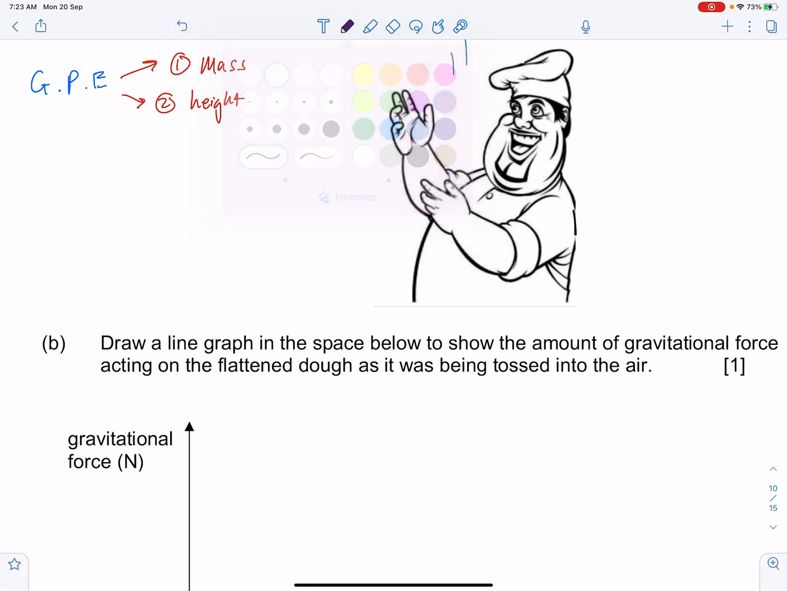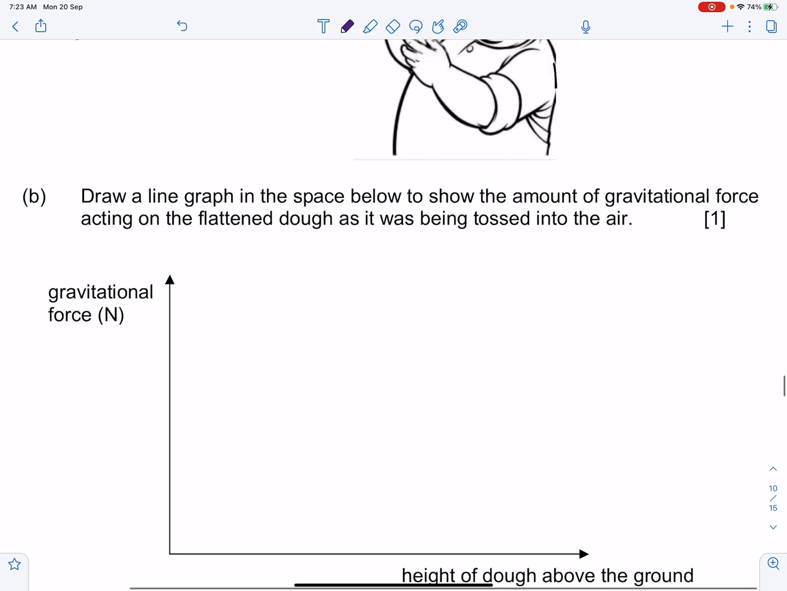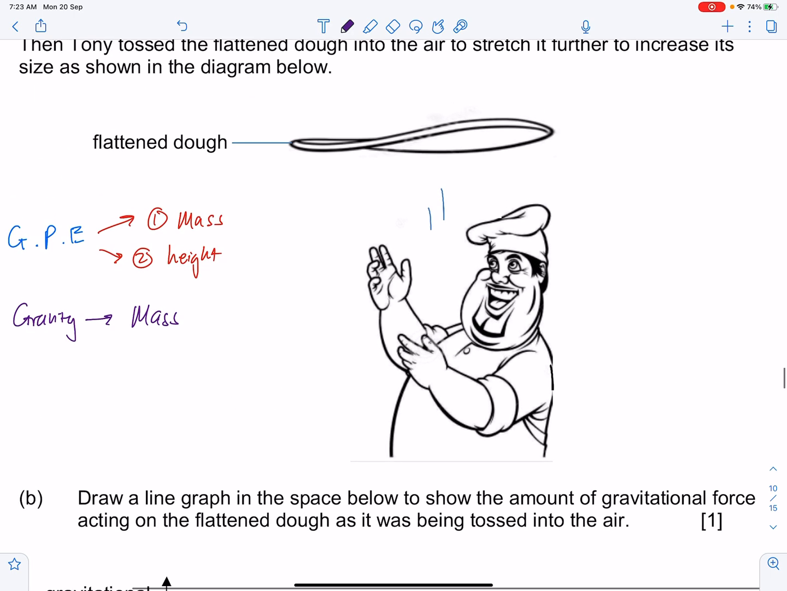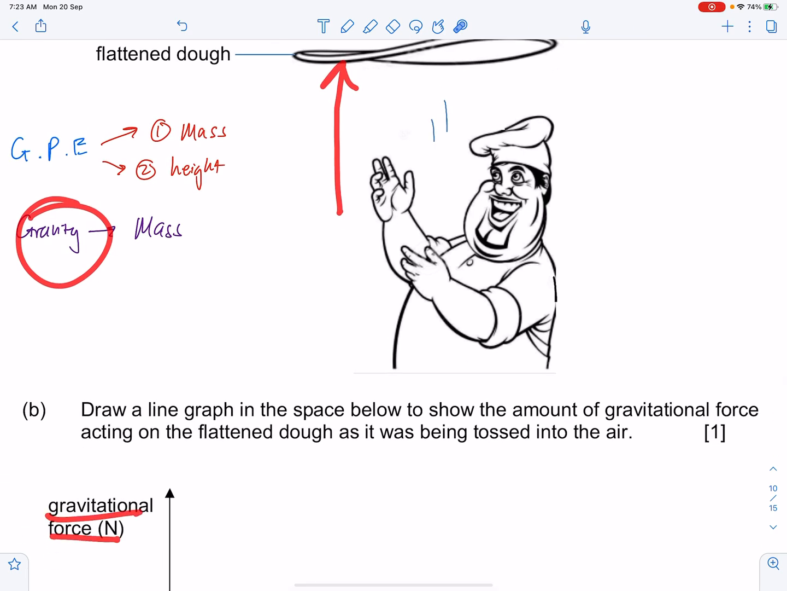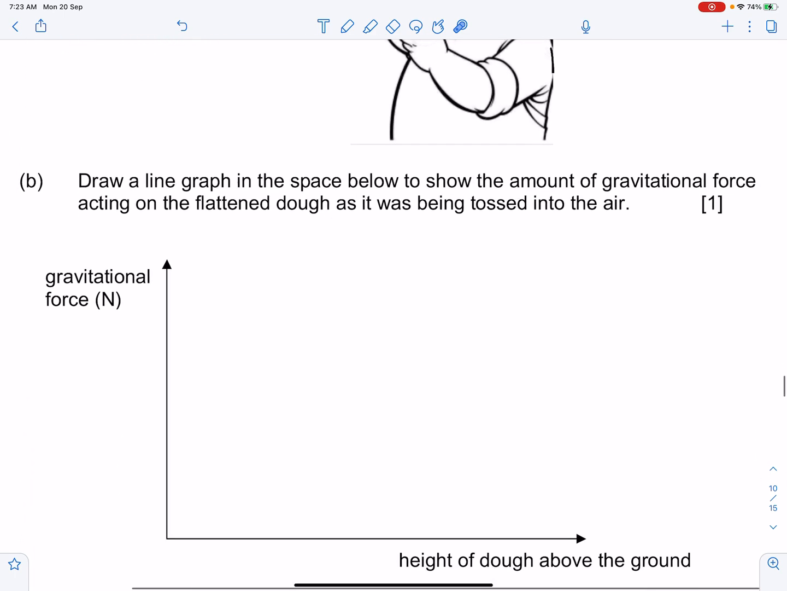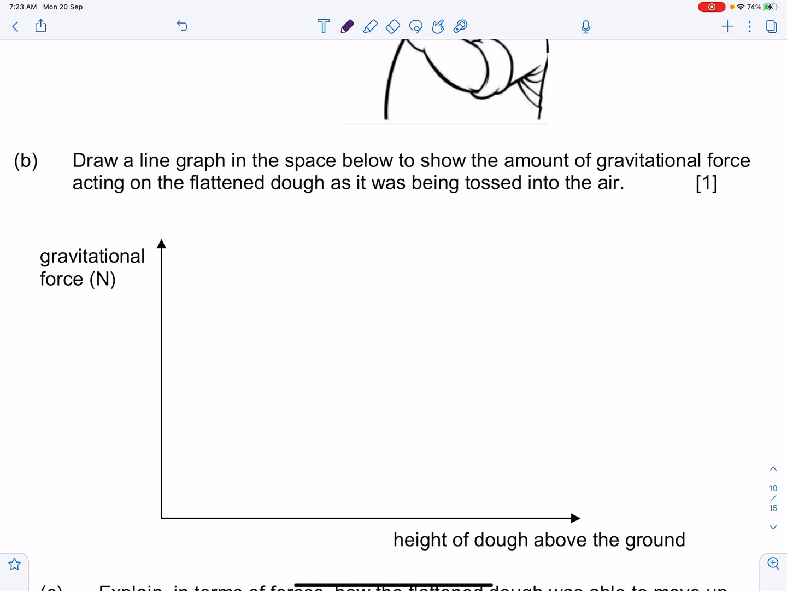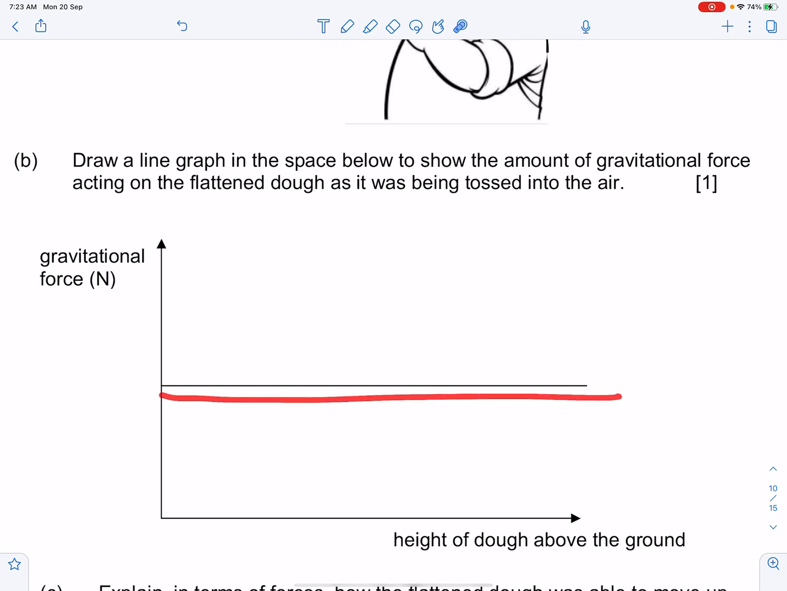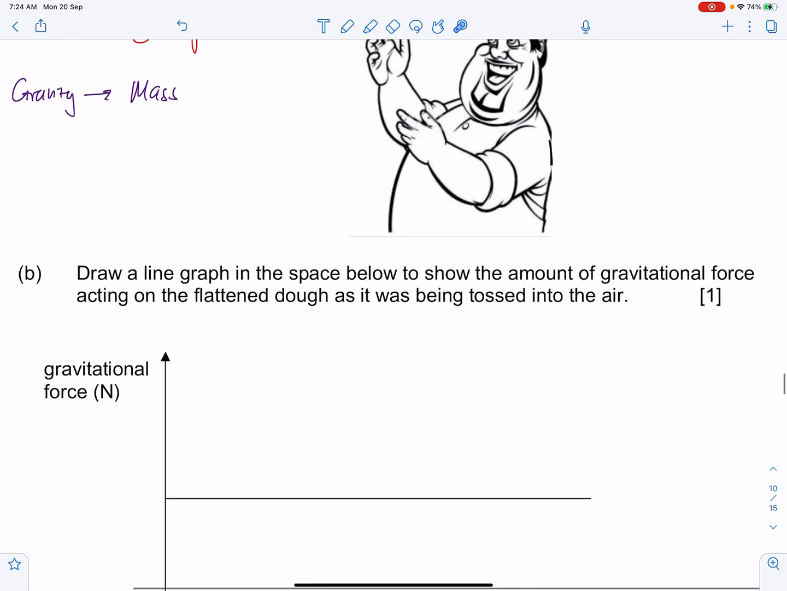Whereas your gravity is only affected by mass on Earth. So can you see that even though he has thrown it higher up, because you're talking about gravity here, height doesn't matter, only mass. The mass did not change at all. So that means the amount of gravitational force acting on the dough remains constant, same, no change at all, even though the height increased.